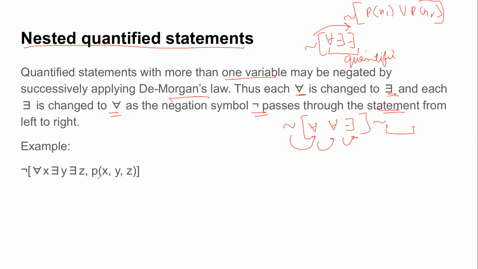Okay, so let's try this example. I have three variables. I have a three-variable predicate P of x, y, z, and there are three nested quantifiers. Can you tell me what will be the resultant of this? What is the equivalent statement for this? Apply the same rule. Move the negation symbol left to right, and when it encounters a quantifier just flip it. Where would it stop? What would be the equivalent statement?